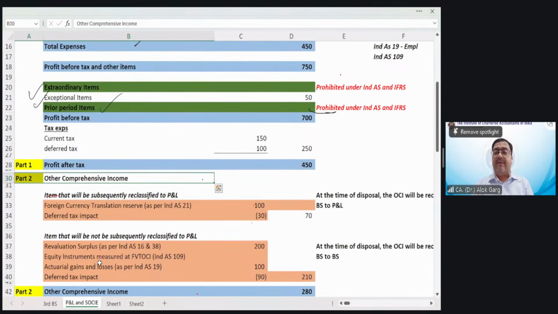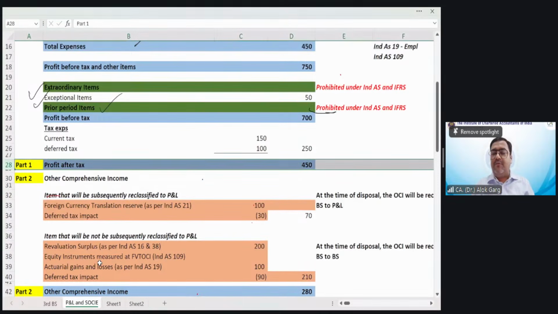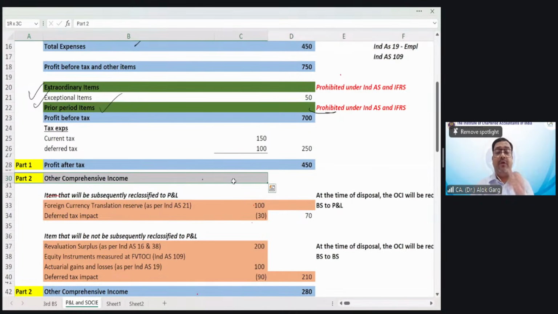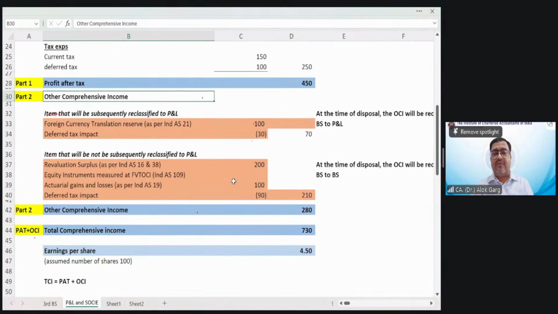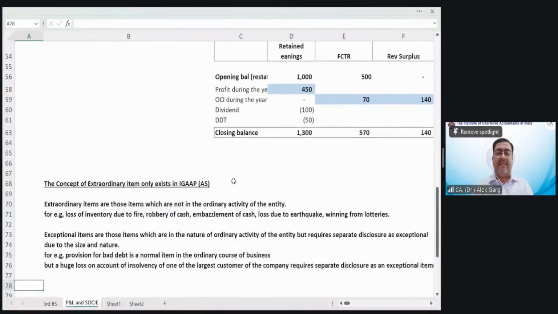Other comprehensive income. Have you heard the words other comprehensive income? So in our accounting standard, in our IGAAP P&L, we have the P&L till profit after tax only. We don't have the P&L extended after profit after tax. But now we have other comprehensive income also. Now we have an extended P&L, right? So there is a section called other comprehensive income. And the profit after tax plus other comprehensive income is known as total comprehensive income. And then there is a line item earnings per share. So write another item in the notes.